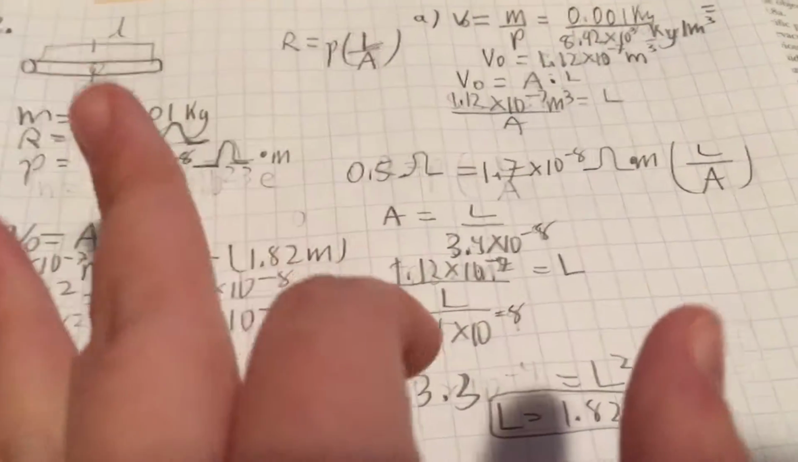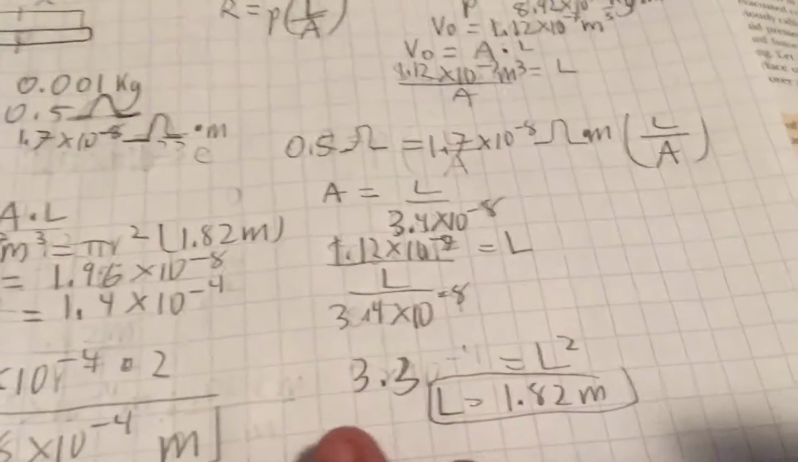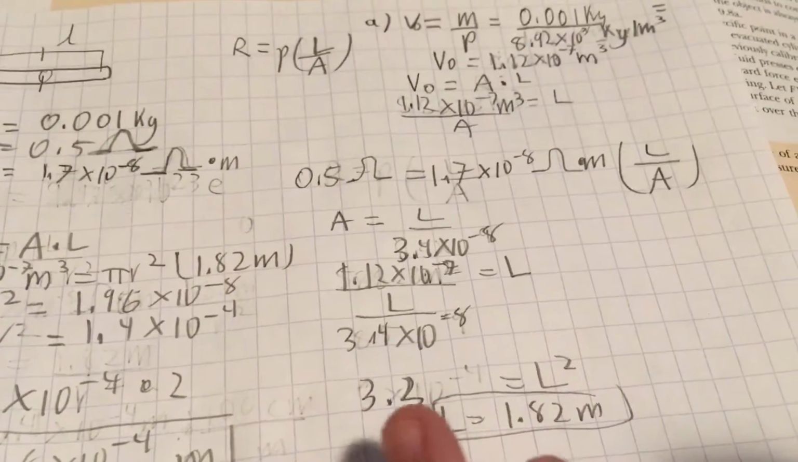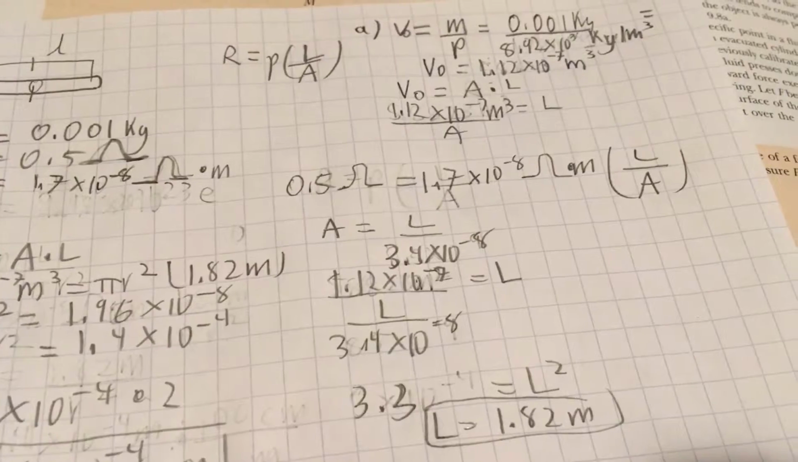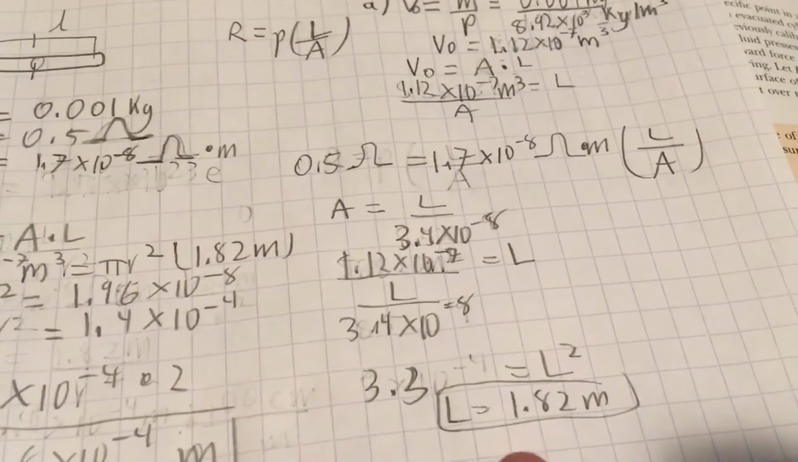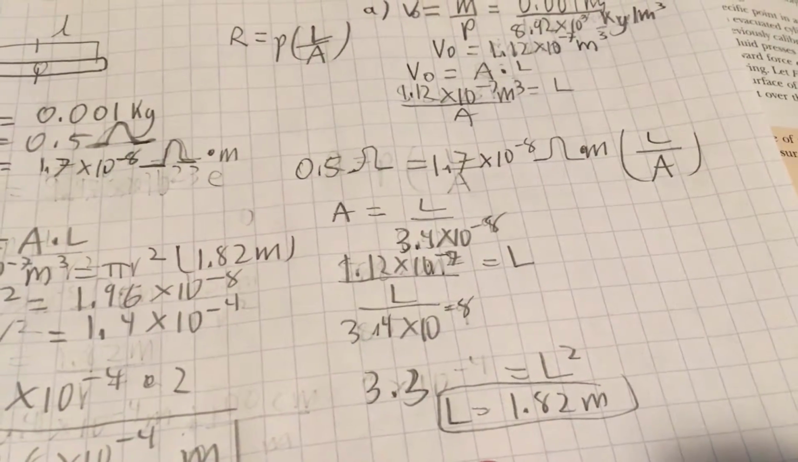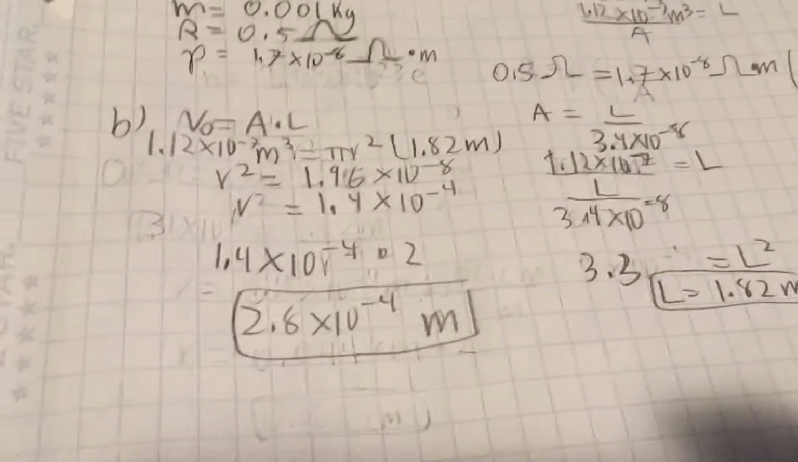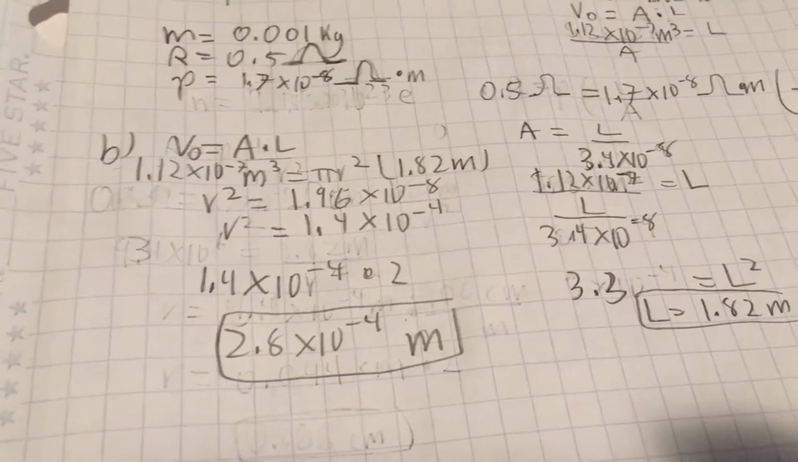Plug in area. Solve until you get L squared equals 3.3. Find the square root, and you get L equals 1.82 meters. Now, take your volume.